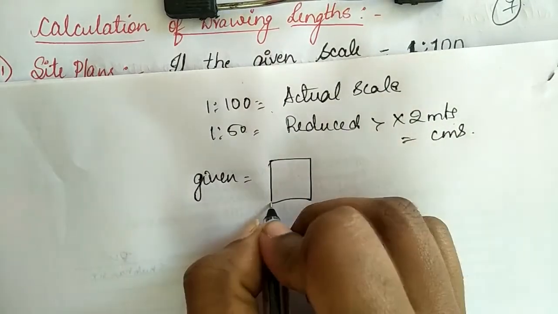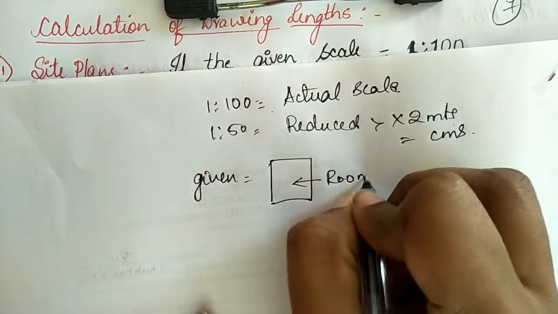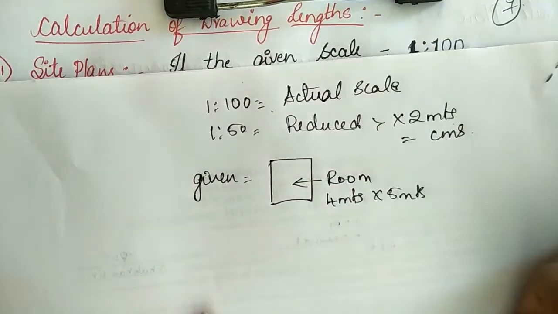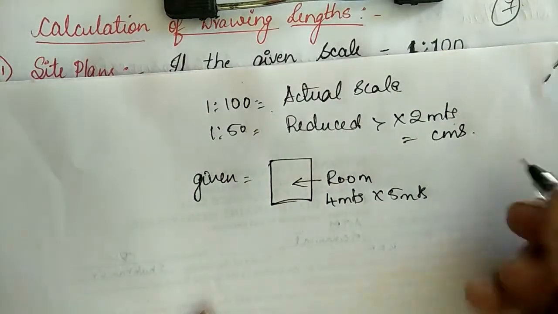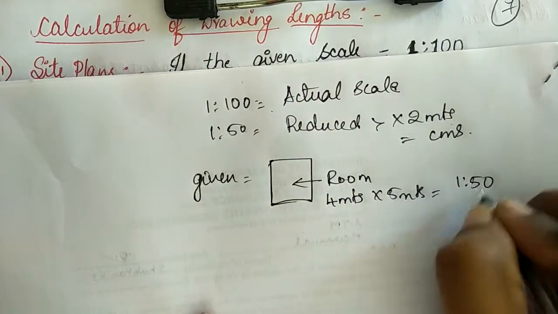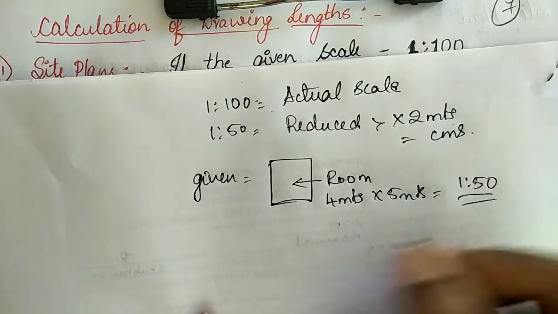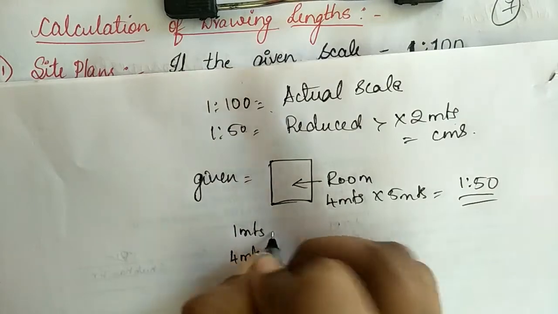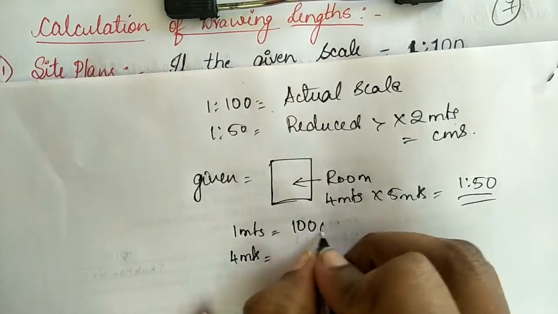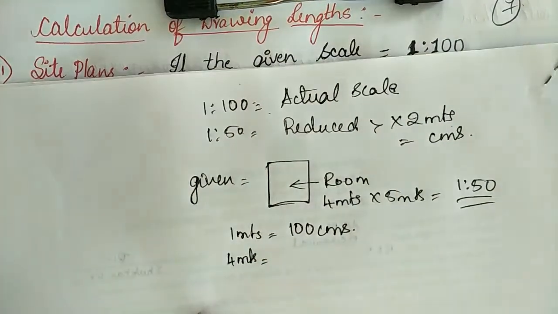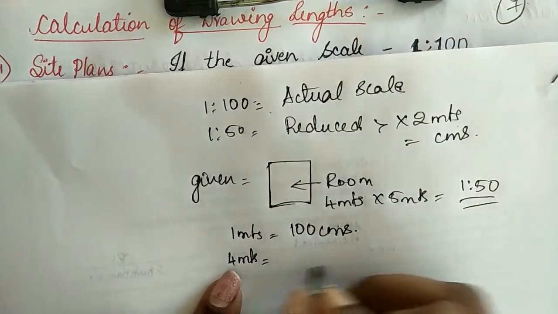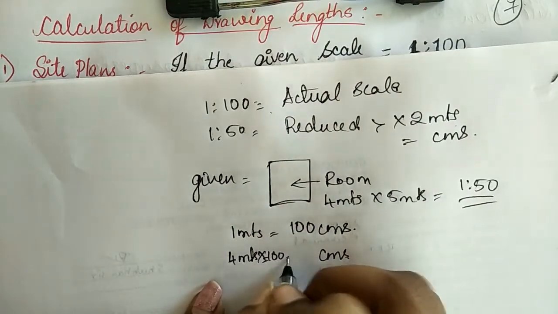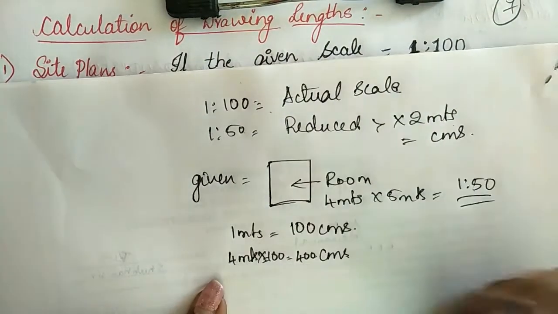of a room, now say you have a single room and its size is 4 meters by 5 meters. So this is the room size, and you have to convert this room to 1:50 scale. So how are you going to do this? 4 meters: as you know, 1 meter is nothing but 100 centimeters itself, right? So you have to convert 4 meters into centimeters. So 4 meters just multiplied by 100, you'll get 400 centimeters.